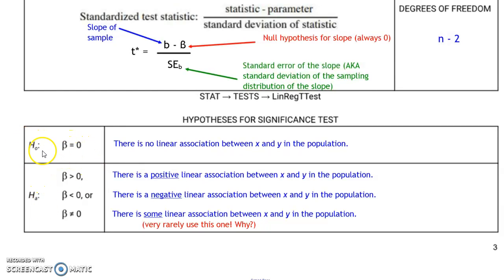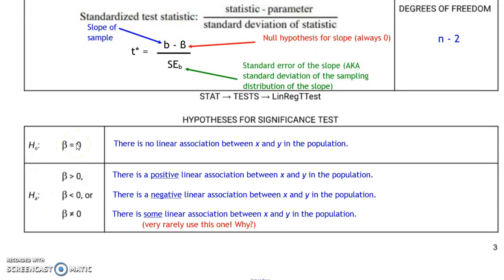Here we're trying to say that my null hypothesis is that the slope of the population LSR line is equal to 0, which means that there's no linear association between x and y in the population. If there's no linear association, then the line shouldn't be increasing or decreasing, shouldn't be doing anything. It should just be 0. There are 3 different scenarios that we could have as an alternate hypothesis.